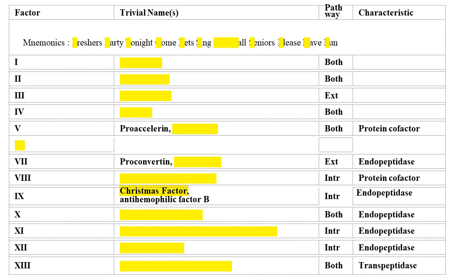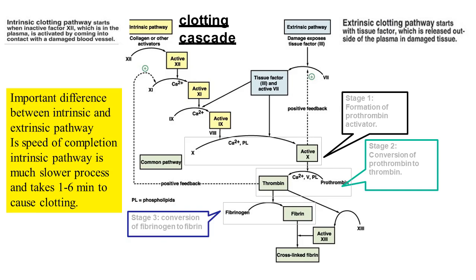Clotting factors are essential for the coagulation process, each with specific roles and characteristics. They work together in a complex pathway to ensure proper blood clotting. The clotting cascade involves intrinsic and extrinsic pathways, with the intrinsic pathway being slower. Both pathways converge to form a common pathway that leads to the formation of a stable blood clot.